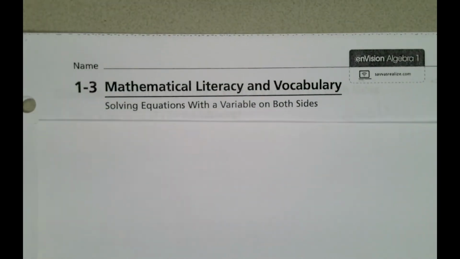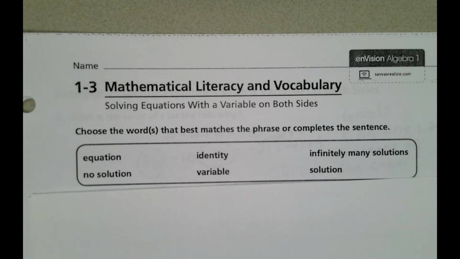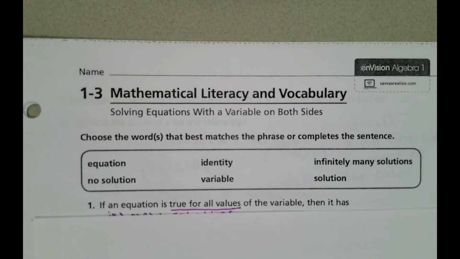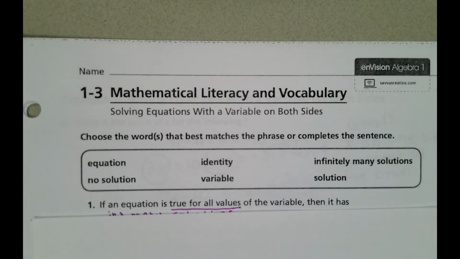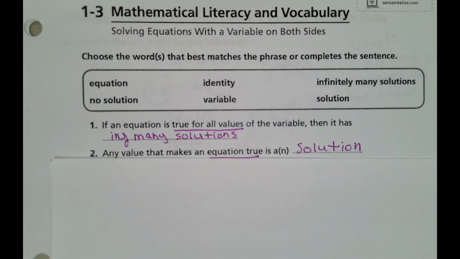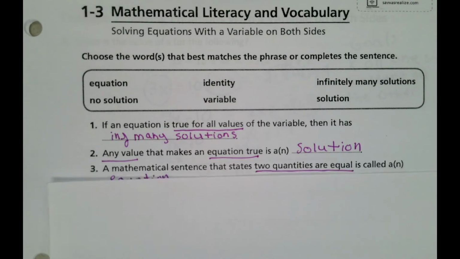And we're going to talk about some interesting vocab words. Those are vocab words: equation, no solution, identity, variable, infinitely many, and solution. Okay? So if an equation is true for all values of the variable, then it has infinitely many solutions. If an equation is true for any value that you plug in, that value is a solution.